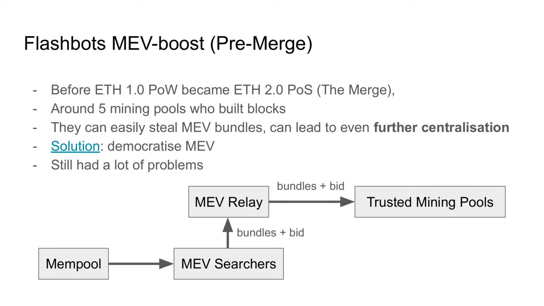And the idea is that this MEV relay would share the profits equally among the trusted mining pools and MEV searchers. So this way, if you want to extract MEV, you do not need to own the entire mining pool, right? That allows anyone who wants to search for MEV, anyone who wants to extract MEV and do arbitrage, to just connect to this relay, and it lowers the barriers to entry. And if you lower the barriers to entry, you get more competitors, and that democratizes MEV.